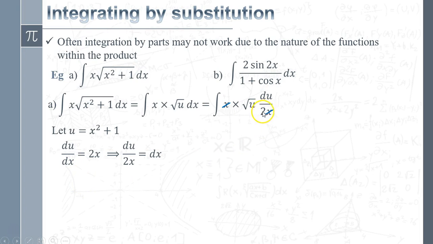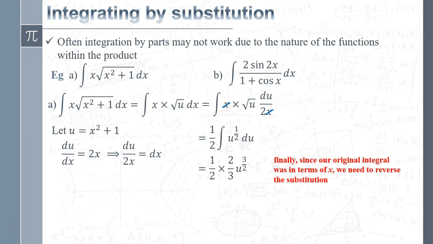We've got a 2 on the bottom, so I'm just going to refer to that as a half and take that outside my integral. Now that whole integral, because that substitution has just become nice and simple, is something we can integrate with respect to u. So let's do our integrating. Let's integrate u to the power half, which becomes u to the power 3 over 2 times 2 over 3. And then the last thing we need to do is, because our original integral was in terms of x, we just have to redo our substitution.